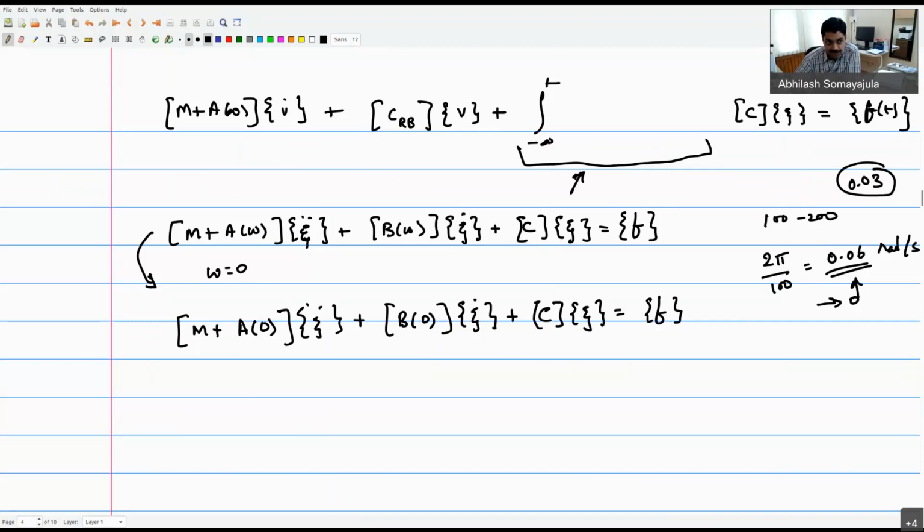Yes, sir. Now, the moment I say this, what has happened? There is no frequency dependence here. I can directly solve this equation in the time domain. I don't need to do any more convolution things, right? Yes, sir. So that is what we are doing here.